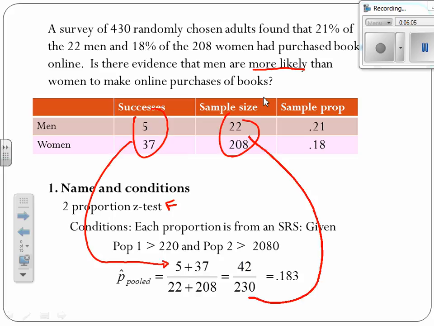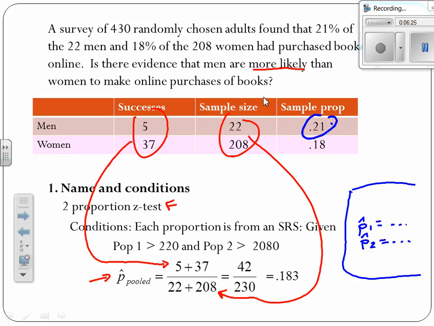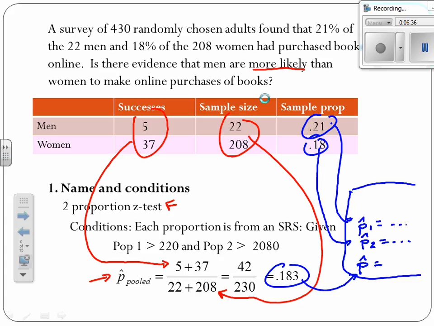The total number of successes over the total of both sample sizes. Again, the calculator, when you run the test, on the calculator screen, it's going to give you some values, and it'll give you p hat 1 equals something, and p hat 2 equals something. And that's where these would come in. And then right under the p hat 2 is just a p hat. Well, that is the p pooled value. So the calculator helps you out with this one.